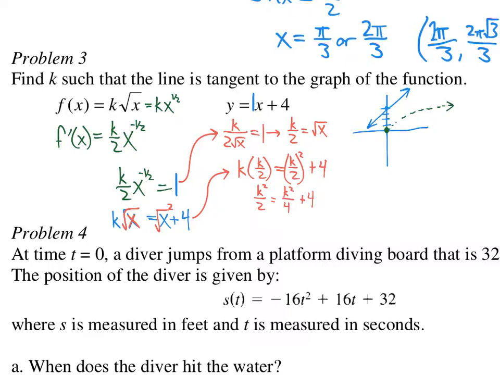We've got a quadratic equation obviously here. I'm going to multiply everything by 4, so I have 2k squared equals k squared plus 16. K squared equals 16, which means that k is plus or minus 4. So which is it? Or is it both?